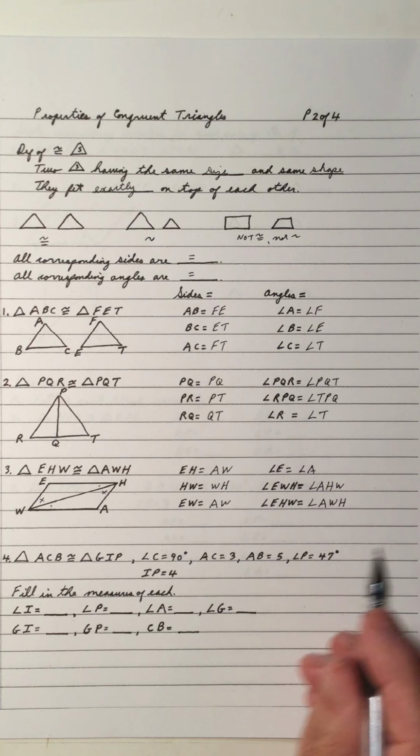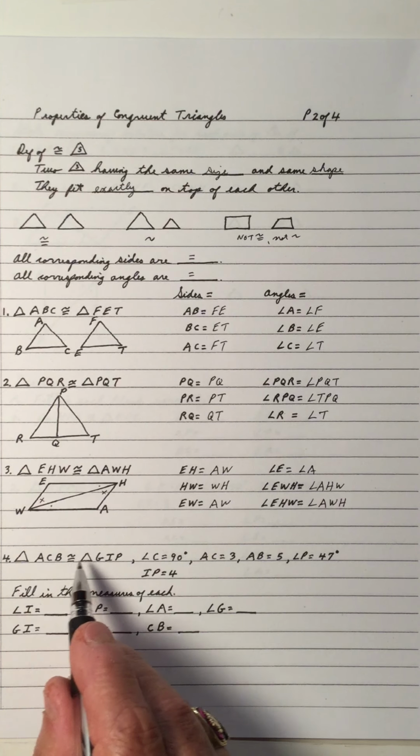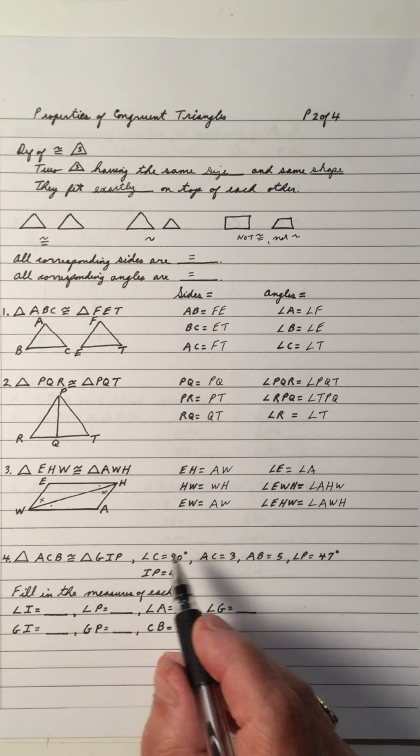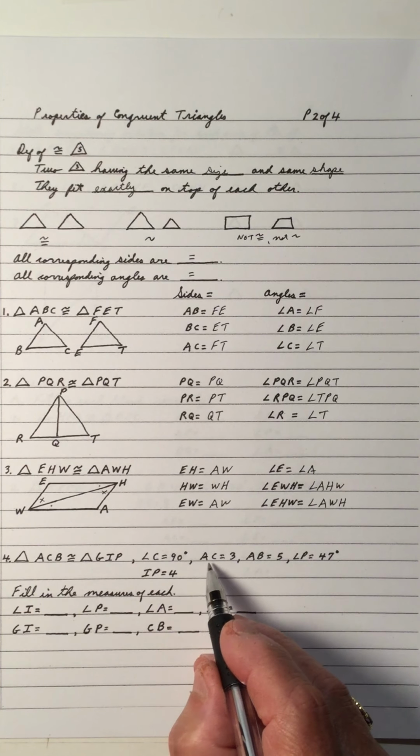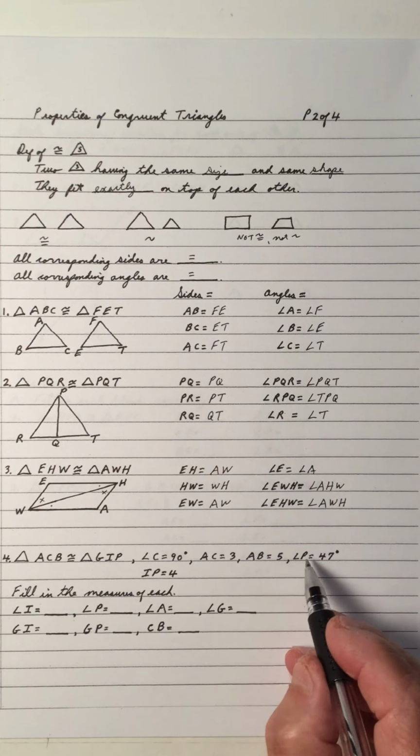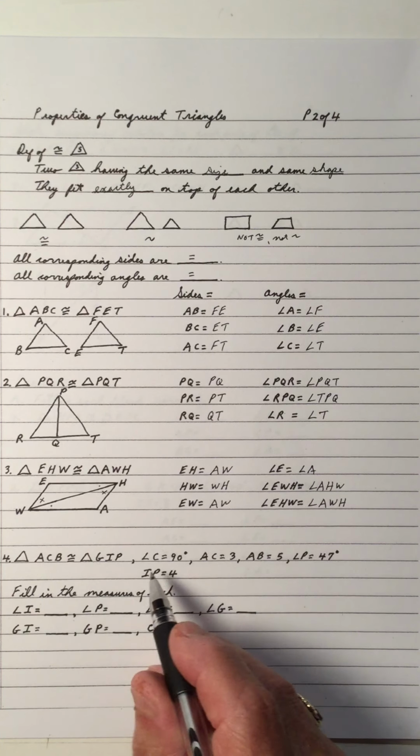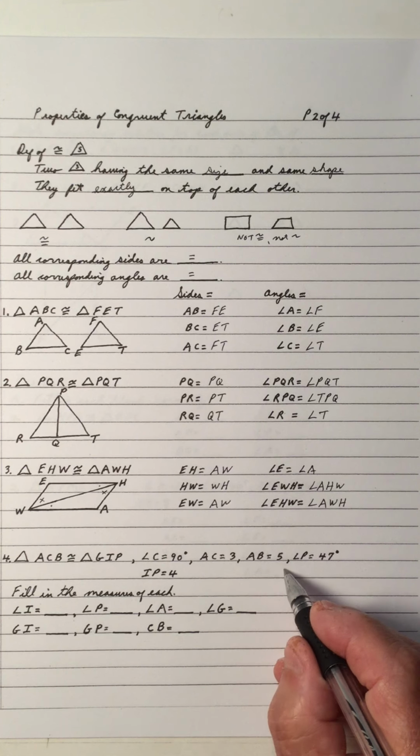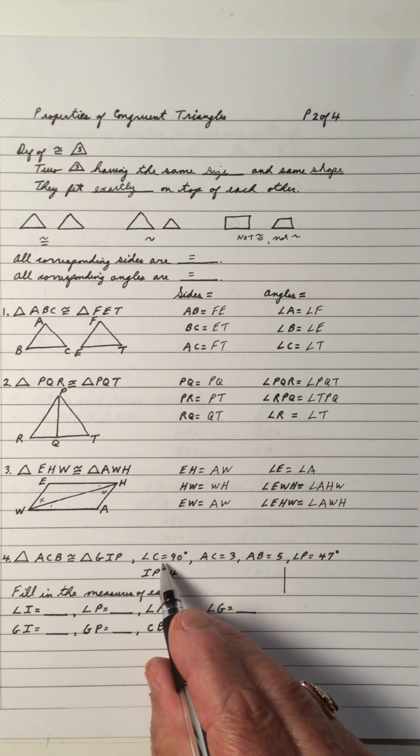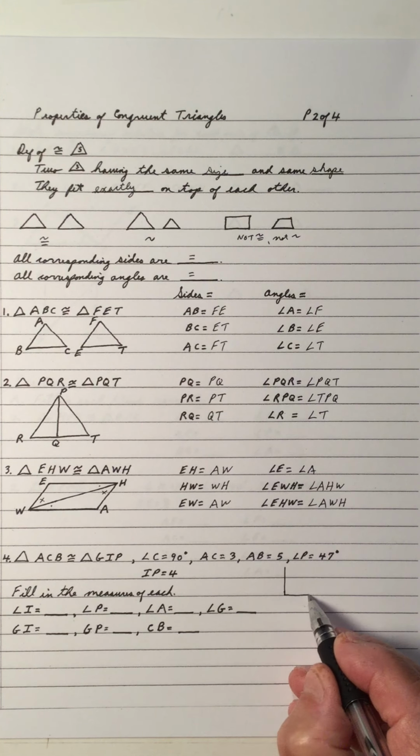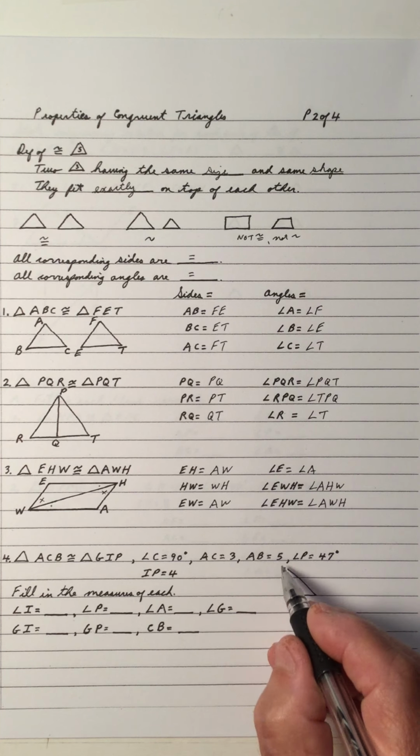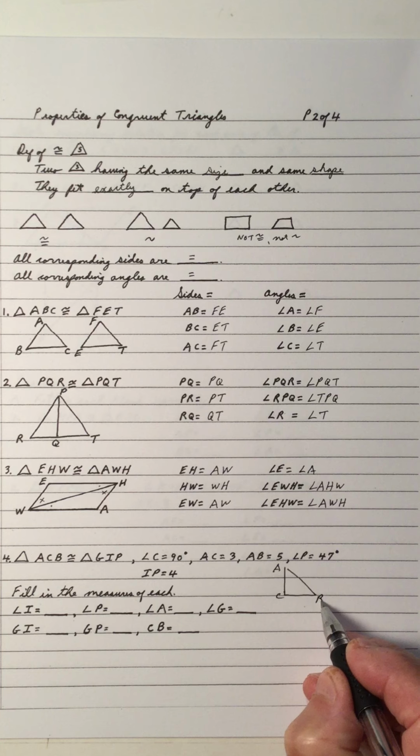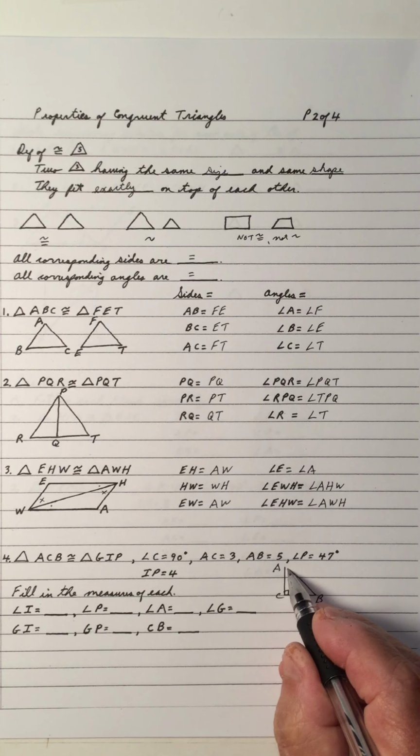Number 4, we have triangle ABC congruent to triangle GIP. Angle C is 90, AC is 3, AB is 5, angle P is 47, and IP is 4. To help us out, let's draw it. We've got a right angle at C, so let's draw ACB with a right angle there.